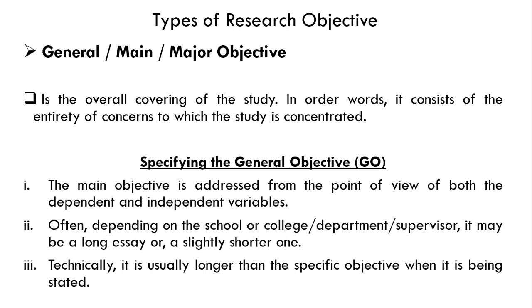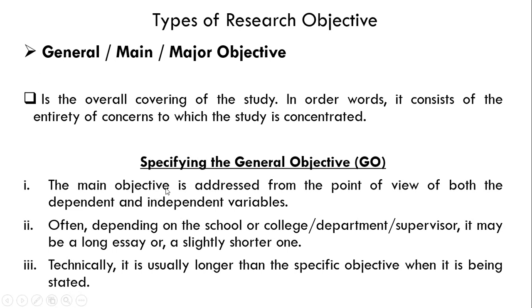Basically, there are two types of research objective. We have the general objective and we have the specific objective. Here, the general objective, if you check other texts, you find that it's also called the main objective, and you can also call it the major objective. Now, what is the general objective?